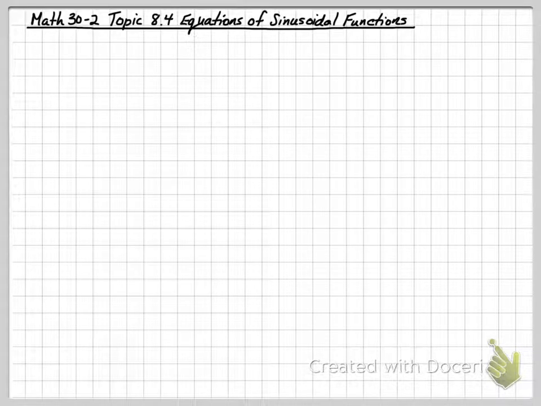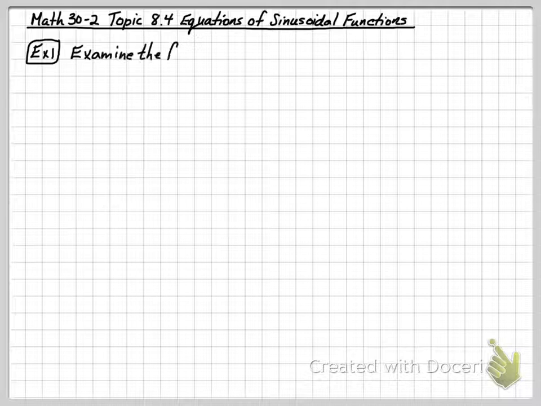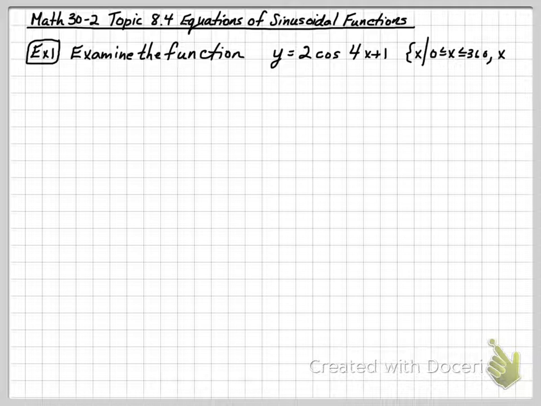Today in Math 30-2, we're looking at topic 8.4, equations of sinusoidal functions, where we're going to look at the different parts. In example 1, it's going to ask us to examine the function y equals 2 times the cosine of 4x plus 1, and x has to be between 0 and 360 degrees. For this one, we are in degree mode.